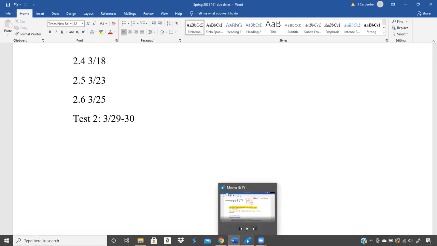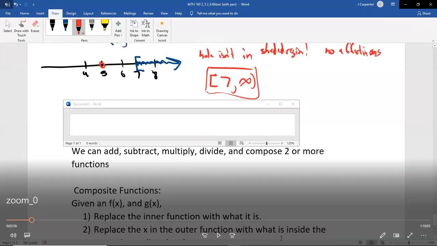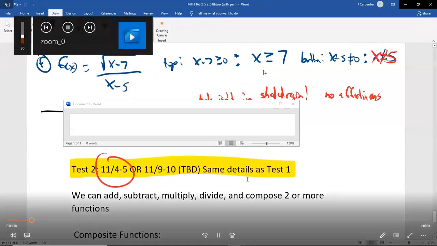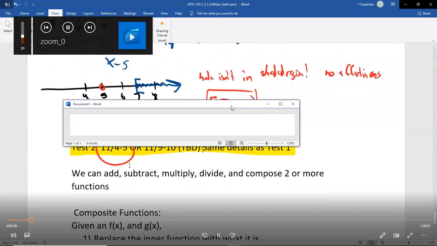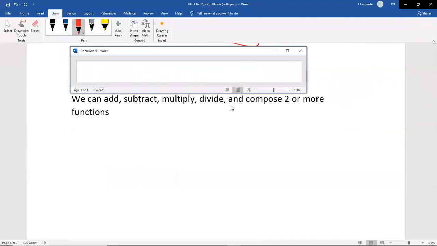Here we go. Let's get back to 2.6. Let's try out the first stuff.